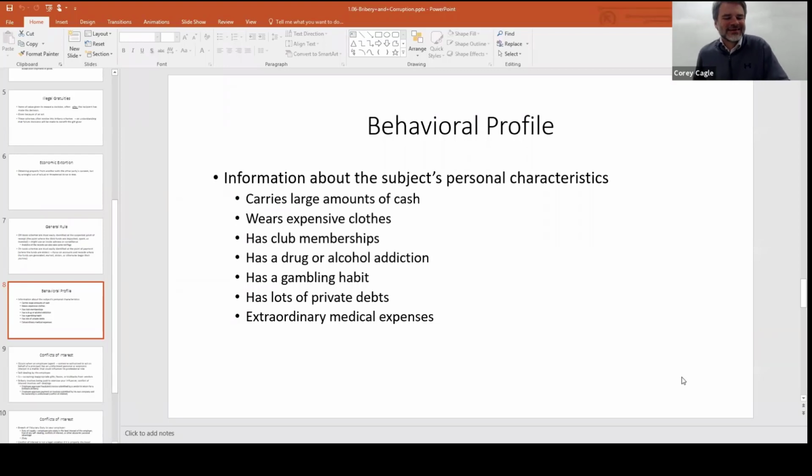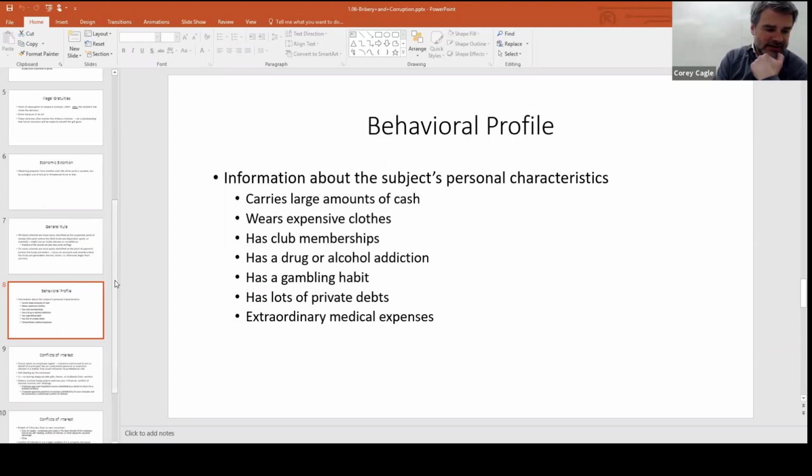They've got all these country club memberships or something like that, or they have an addiction problem. They have a gambling habit. They've got all these debts. They've got extraordinary medical expenses. So we kind of go from different ways they might spend that money. And with some of these last ones, it's like they may be stealing to keep that going. Whereas the others, like, well, here's the rewards that I'm getting here.